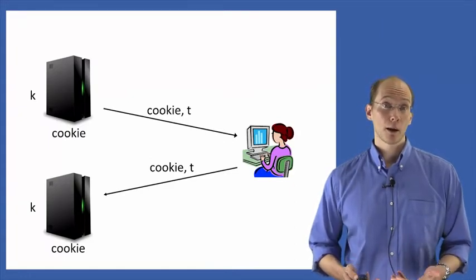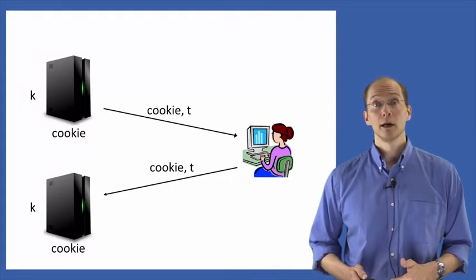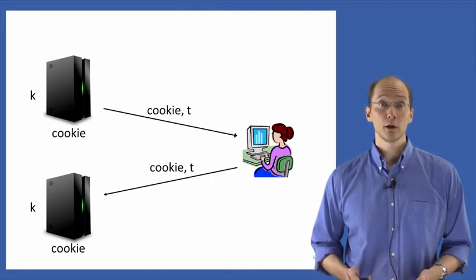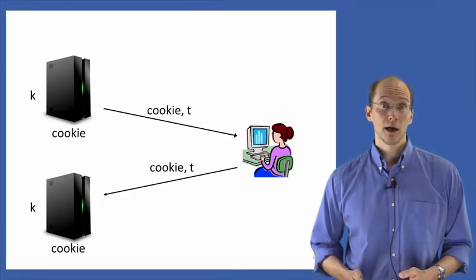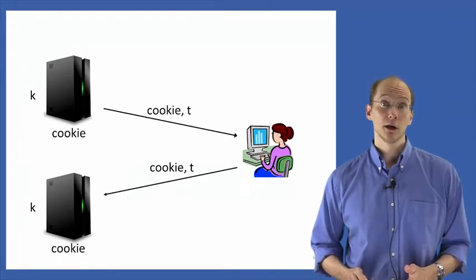So what the web server can do is to generate a key K that it will store. It can then authenticate the cookie using a message authentication code and send the cookie along with the tag to the user. At a later point in time, the user will send that cookie along with the tag back to the web server, and at that point in time, the web server can verify the message authentication code to check whether or not the cookie has been altered.